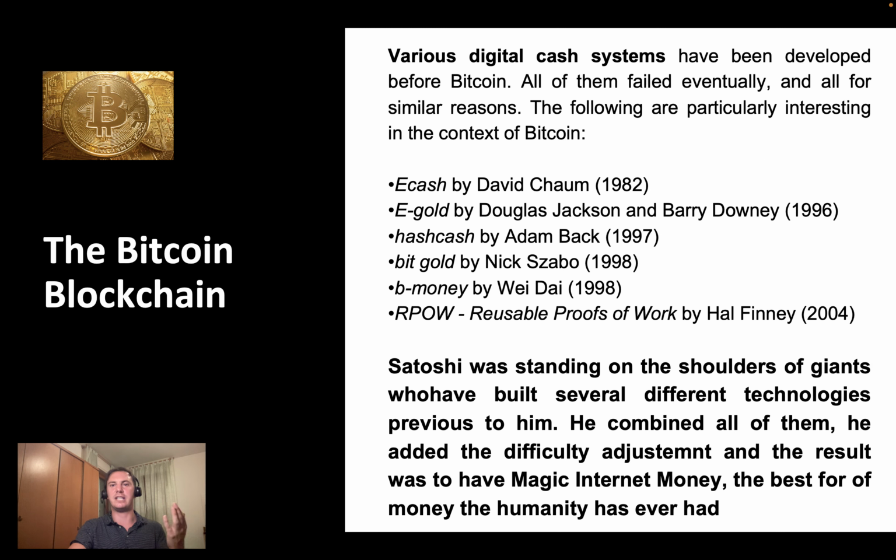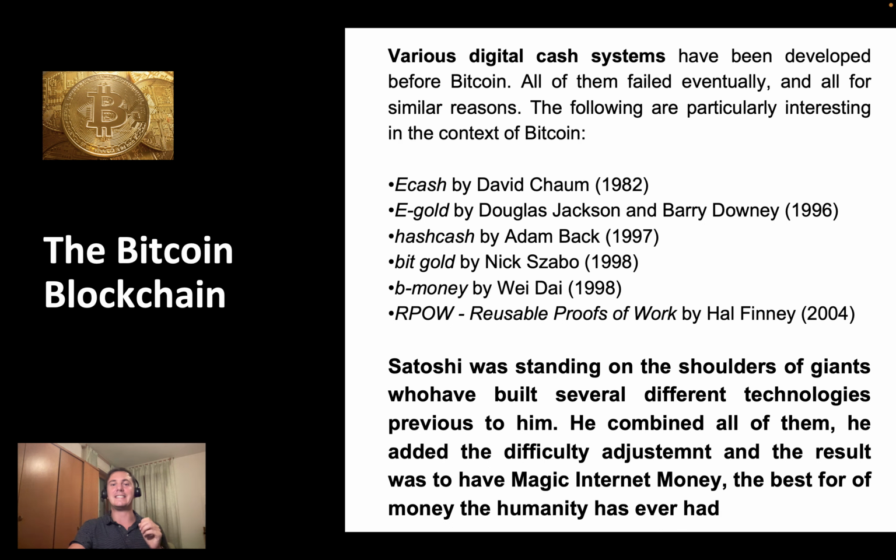In fact, various digital cash systems were developed before Bitcoin. All of them failed eventually, and all for similar reasons. And there were six in particular that were important. I discuss the history of digital money in another video. If you want to deep dive, you can watch this video.